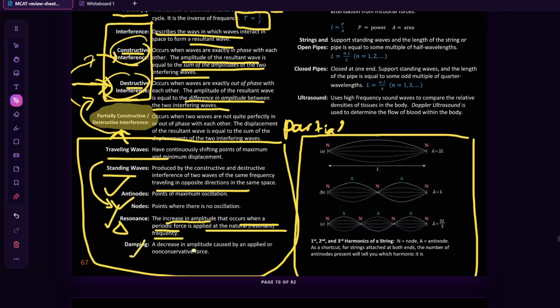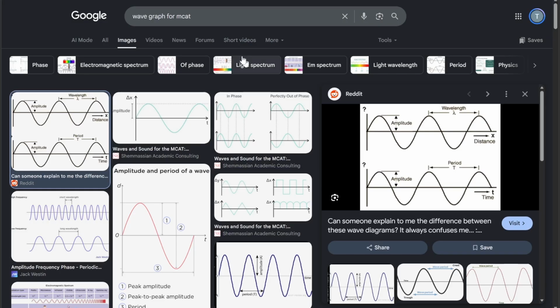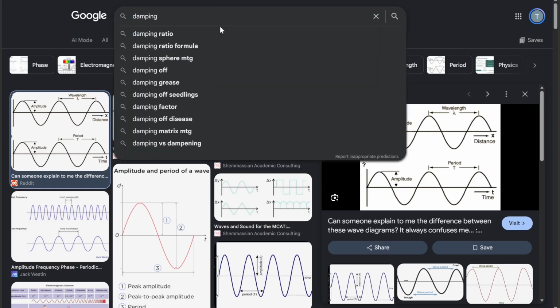So damping is a decrease in amplitude caused by applied or non-conservative forces. You can think of damping as, oh, sound likes to dissipate as it moves through space. So damping of sound.